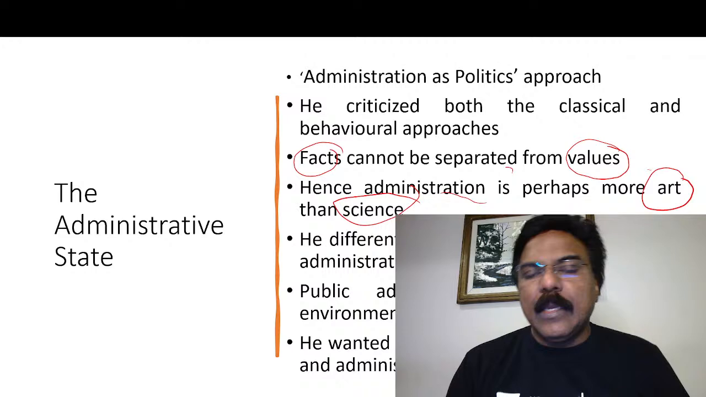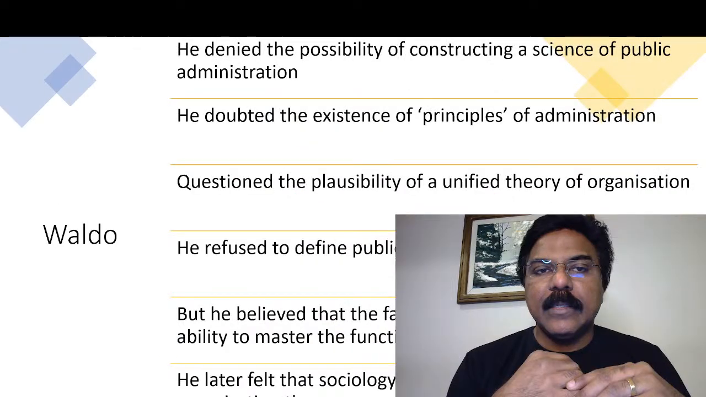So Waldo's central theme: intrinsic tension between democracy and bureaucracy, politics administration dichotomy is false. Efficiency is demanded, has to be negotiated, with due process of law by public servants, and government cannot be run like a business. Right? And, very interesting, he denied the possibility of constructing a science of public administration. In fact, he felt that public administration can be both an art and a science. Right? He doubted the existence of principles.